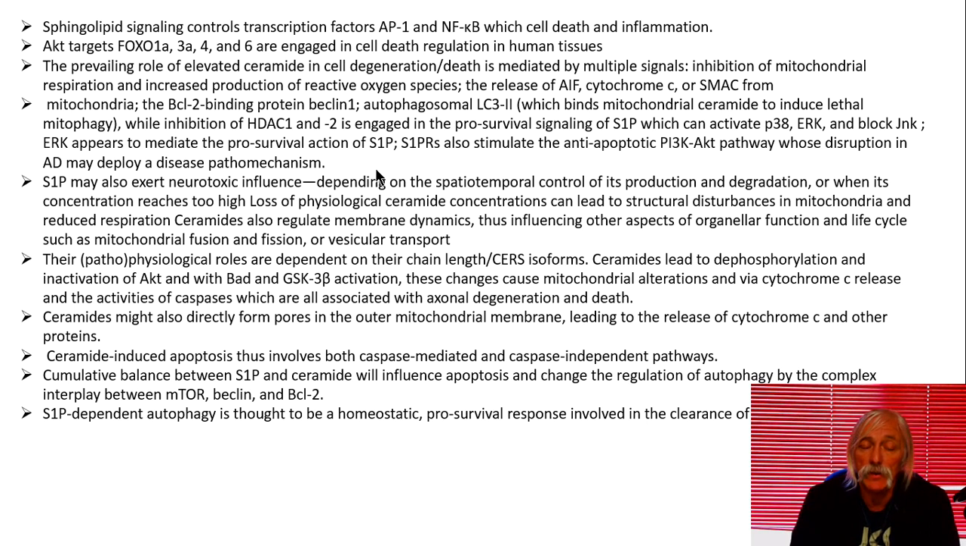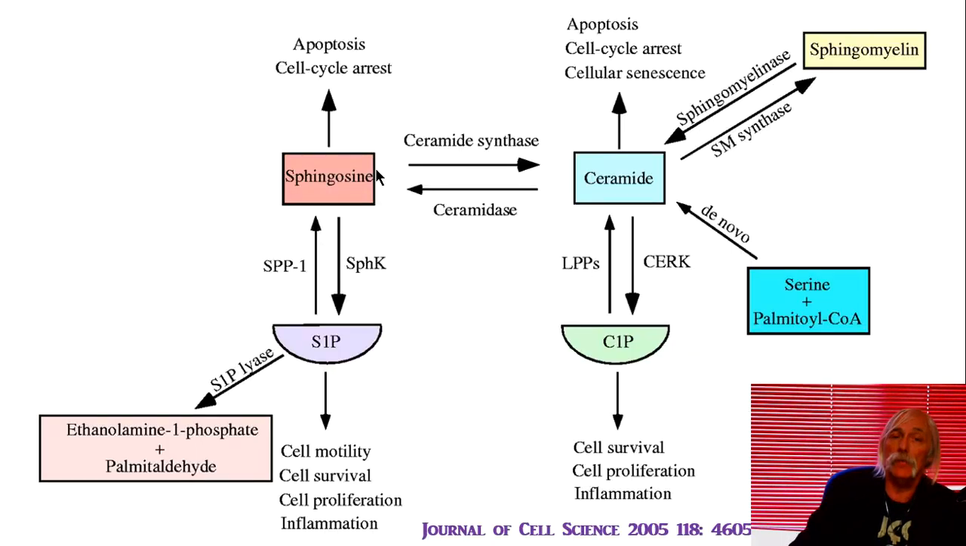The cumulative balance between the S1P and ceramide will influence apoptosis and, of course, cell survival. It changes the regulation of autophagy by the complex interplay between mTOR, Beclin, and BCL2. S1P-dependent autophagy is said to be a homeostatic, pro-survival response involved in the clearance of intracellular debris, which can happen after an inflammatory response.